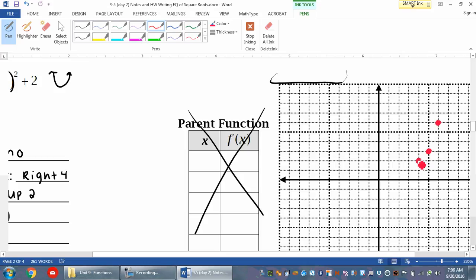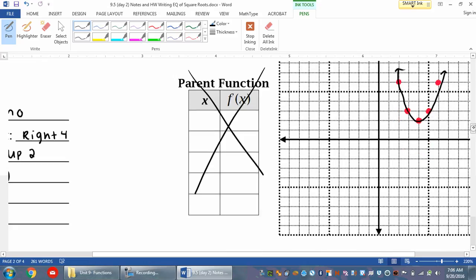Back to the vertex. Remember the pattern continues on the left. Left 1, up 1. Return to the vertex. Left 2, up 4. And the eyebrow is the only function that we do not continue on the left. It's only on the right hand side. Make your U shape. That's not very good. Sorry about that, guys. All right, let's go ahead and talk about the domain.